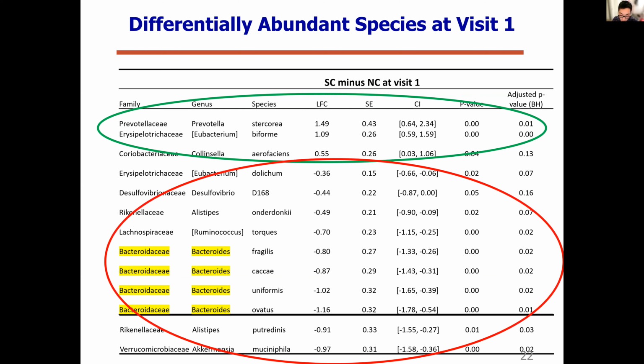Additionally, we also see a lot of protective bacteria decreasing for SC subjects at visit 1. For example, as I highlighted here, several species which belong to Bacteroidaceae have been decreasing in the SC subjects. And these species of Bacteroidaceae have anti-inflammatory function by promoting T regulatory cell reactivity in a lot of literature. So these results indicate that a pro-inflammatory condition in the GI tract in SC subjects was showing even before these patients acquired HIV infection.